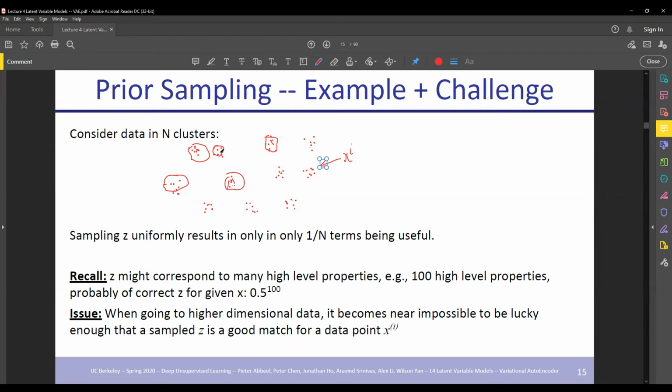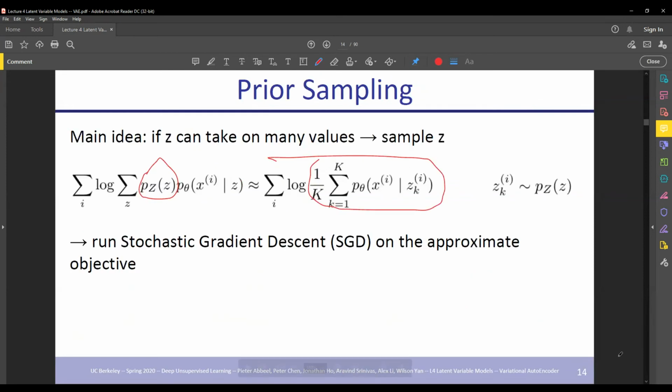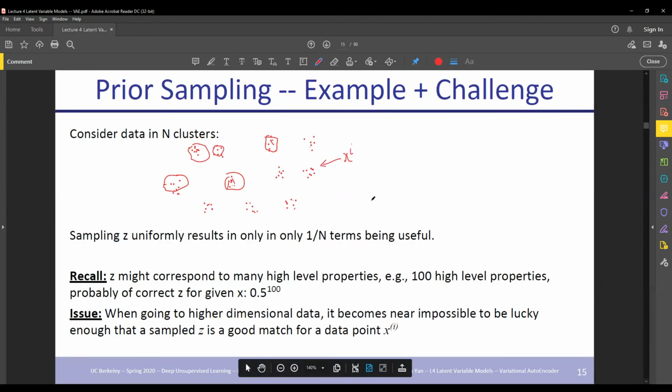Now, the point is, if we are taking the sampling approach here, so if we take the samples, then the points that are going to help us to learn xi, you can see that sampling Z uniformly results in only 1 out of n terms being actually useful and helpful for us to learn what this xi is, right?